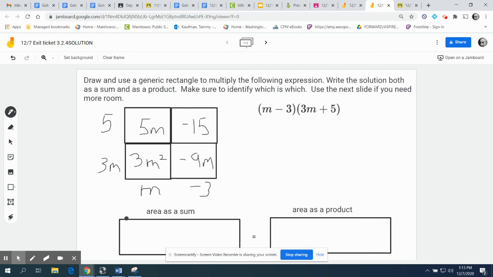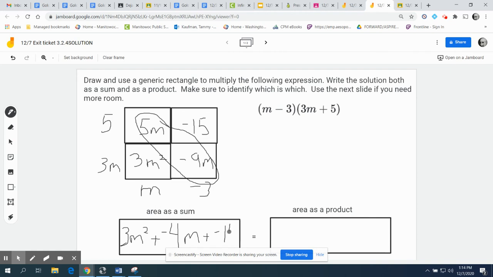So the 3m squared, I don't have any other m squared, so I'm going to have 3m squared. I cannot combine that with anything else. But I can combine this 5m and this negative 9m. It's like having x tiles. They're the same bases. So I have 5 of them and I have negative 9 of them. So that's the same as negative 4. I like to put pluses, so plus negative 4m. And then just the negative 15, I can't combine that with anything, so I can't simplify it, so plus negative 15.